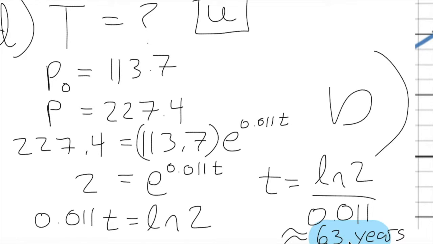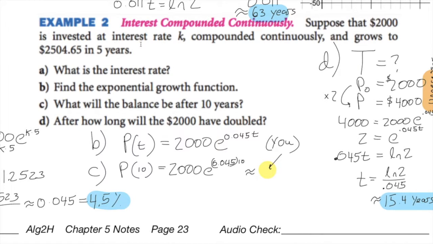Your starting amount has absolutely no bearing on how long it takes to double. It's purely a function of the growth rate. Let's jump down to example 2. This is interest compounded continuously.